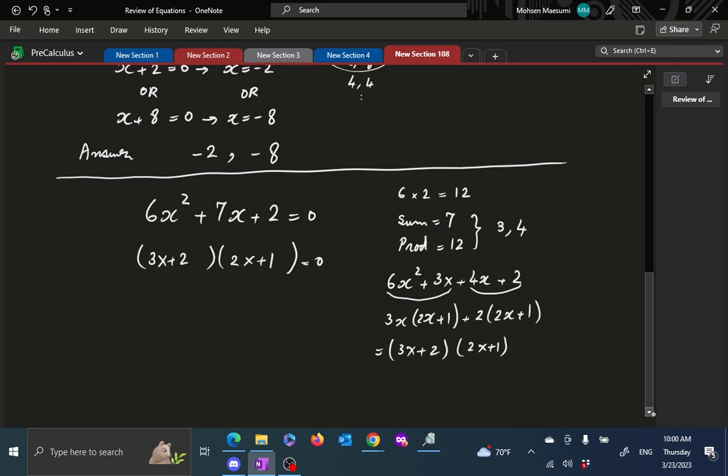Either of these have to be 0, so we get x is equal to -2/3, and the other one is -1/2. So separate them by comma, and then we are all done.